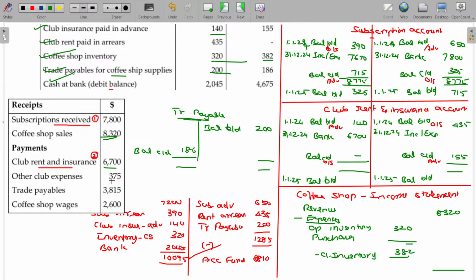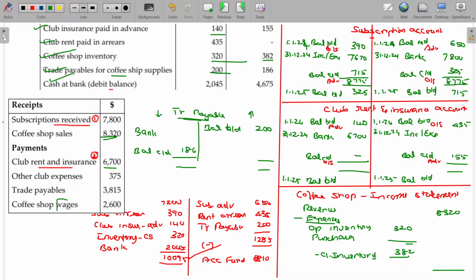Other club expenses 375. The common club expenses will be transferable to the income and expenditure account. And trade payables: payment made to the trade payables goes here, and here bank. As you are making the payment to the trade payables, the amount payable is decreasing. In case of credit purchases, the balance payable to the trade payables is going to increase.